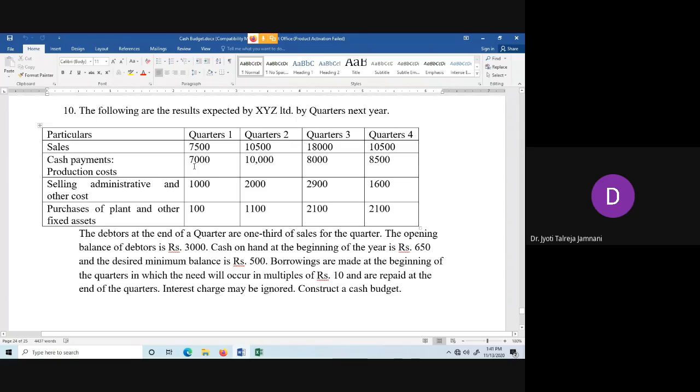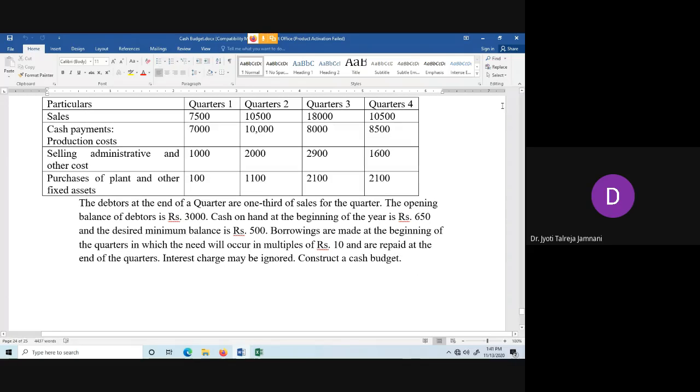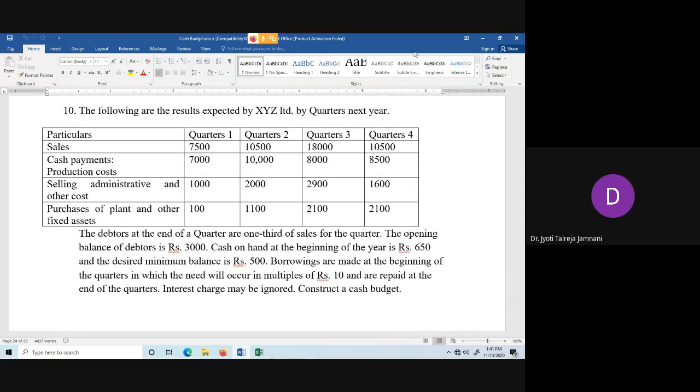The sales amount and then the payments are production cost, selling and administrative, and purchase of plant. The debtors at the end of the quarter are 1/3 of the sales for the quarter. Opening balance of debt is 3,000. Cash on hand at the beginning is given and the desired minimum balance. So let's start solving it.